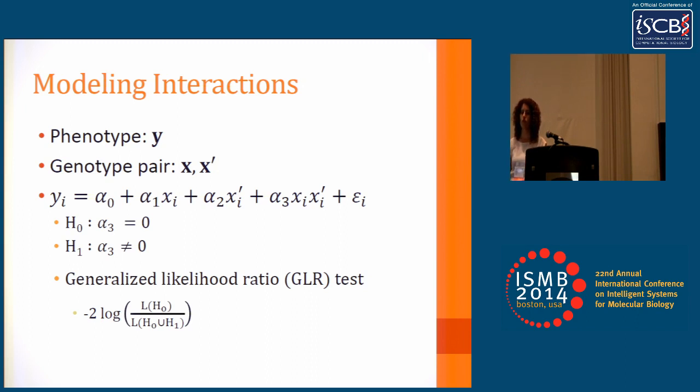So you assume a linear model, and your null hypothesis is that this part, the interaction, is not relevant for representing the data. And the alternative hypothesis is that without this third term, you can't properly represent the data. And you would test that using the generalized likelihood ratio test, where you simply compare the likelihood of the data given the null hypothesis to the likelihood of the data when you allow the third term to be different than 0.